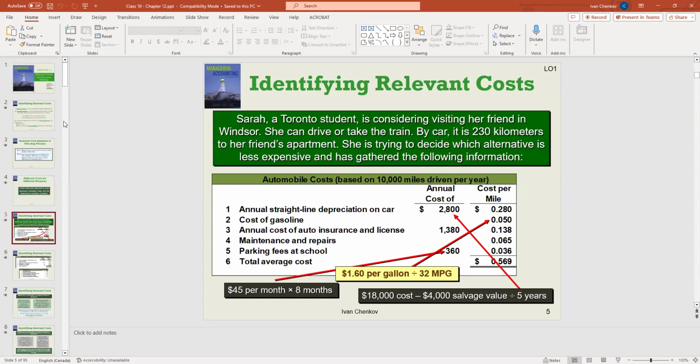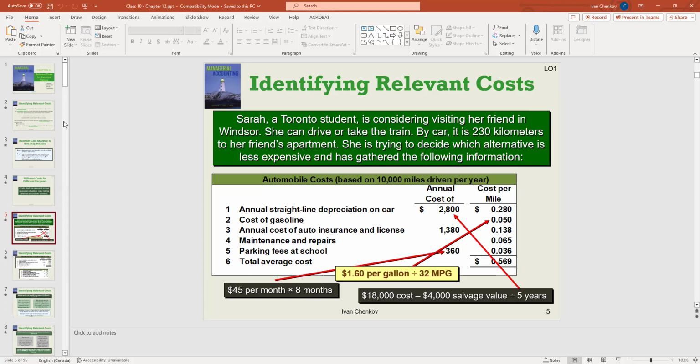Let's see with the example here. They give us an example for a person who wants to go and visit her friend in another city. Now she has to travel 230 kilometers in one direction and 230 kilometers the other direction. So one option to travel is to choose the car. And the other option is to use a train. Now she tries to decide, based on the cost, which alternative will be the cheapest one.